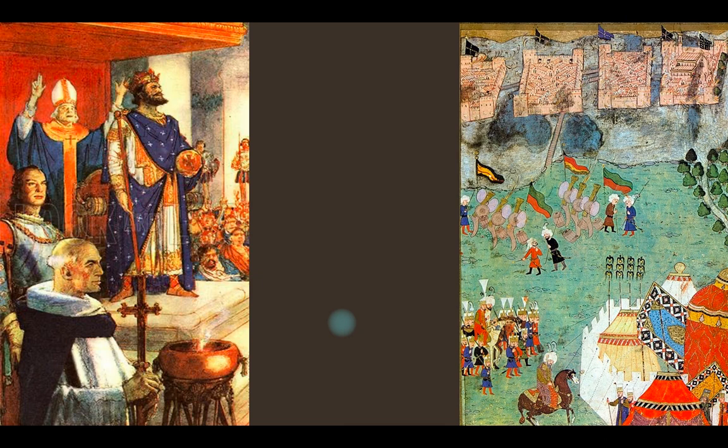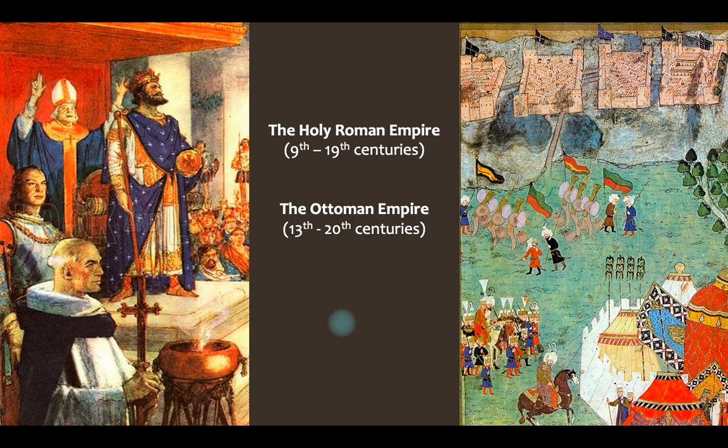Well, you may know that the first one was the Holy Roman Empire, which lasted from the 9th to the 19th centuries. And the second was the Ottoman Empire, which lasted from the 13th to the 20th centuries. And in today's lesson, we're going to be contrasting these two powerful historical empires.